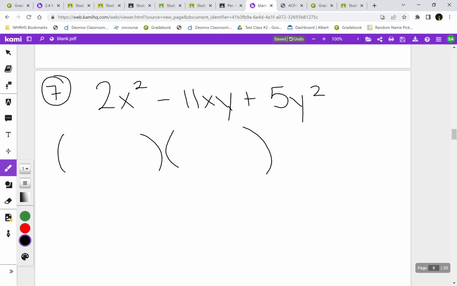right, it's not so bad. We need factors that multiply to 2x squared. Well, what are the only things that multiply to 2? A 2 and a 1. So the only thing that multiplies to x squared is an x and an x. So the only way to multiply to 2x squared is a 2x and an x.